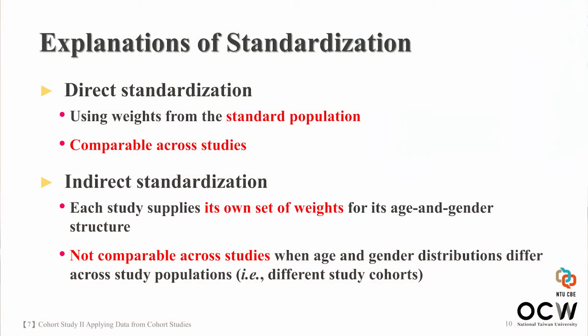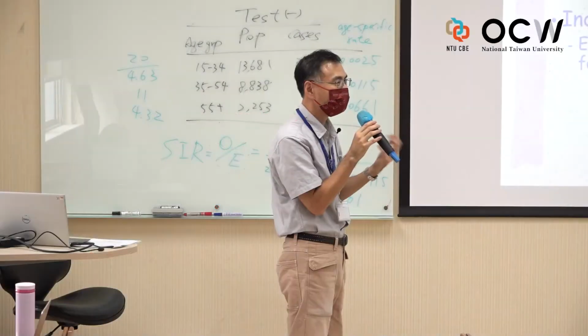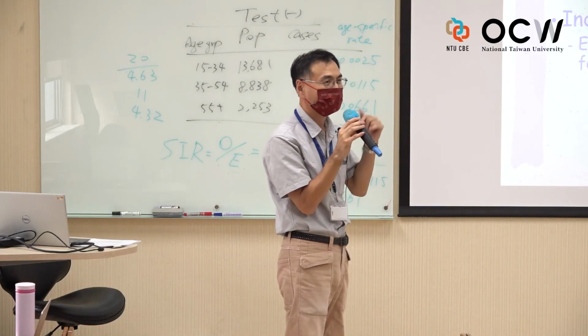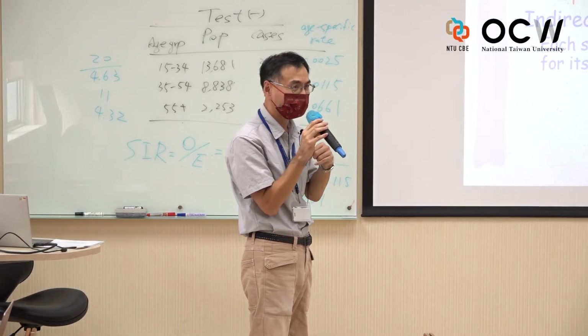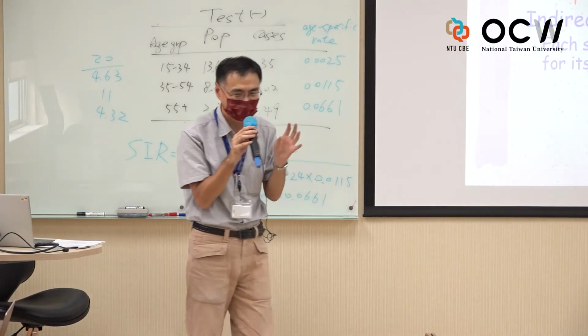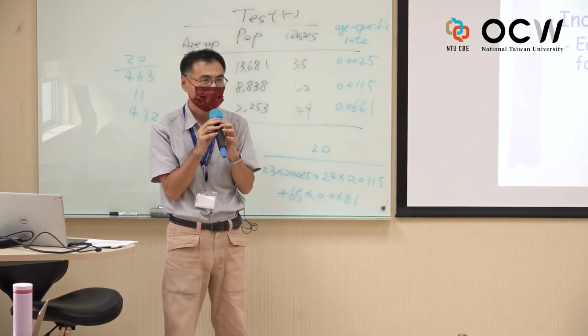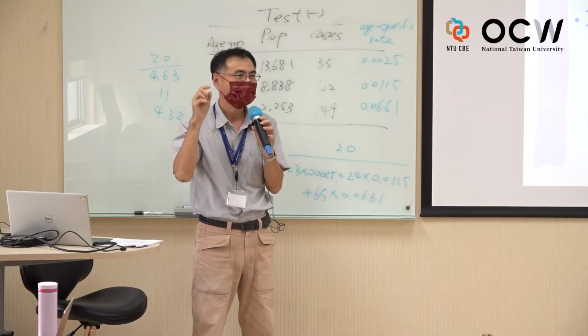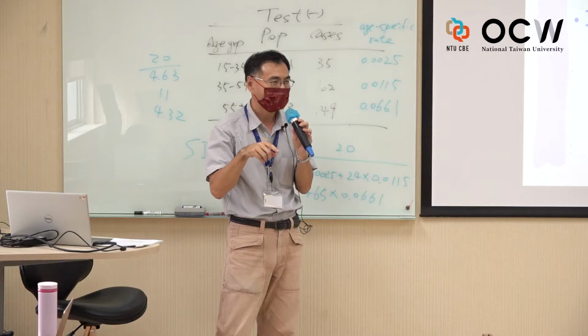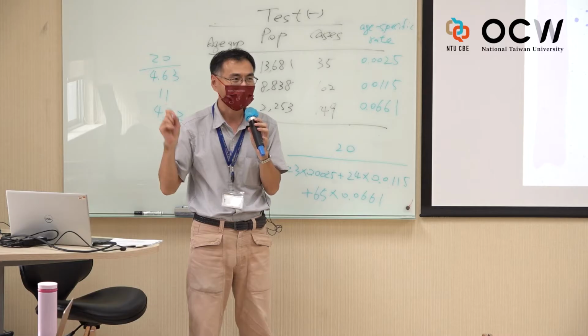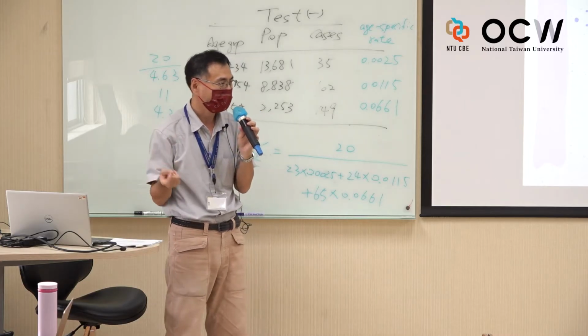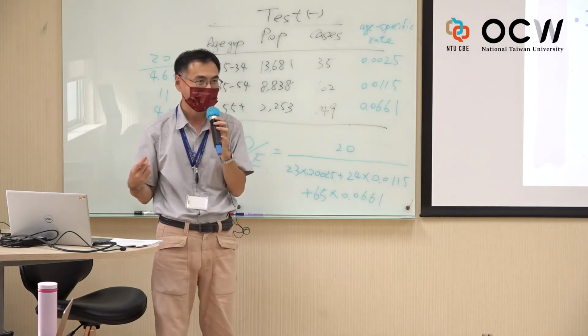For indirect standardization, each study supplies its own set of weights for its age and gender structure. In other words, the structure is from the study population of your own research. So actually it's not so straightforward, or it's not really adjusting age structure. It only makes sense to compare the study population or target population to the standard population. You cannot compare the outcomes or the calculation estimation across studies.